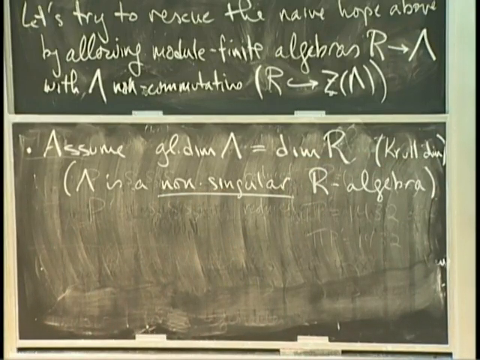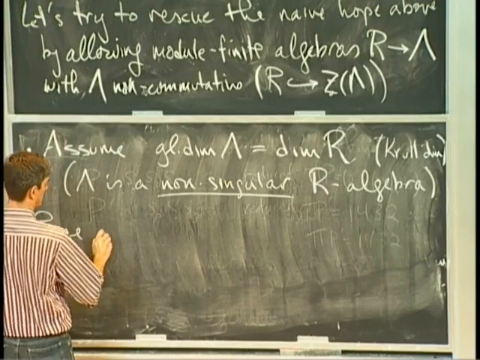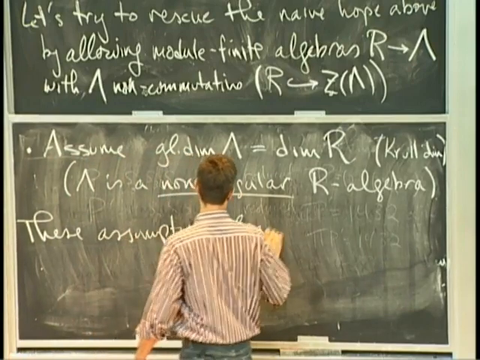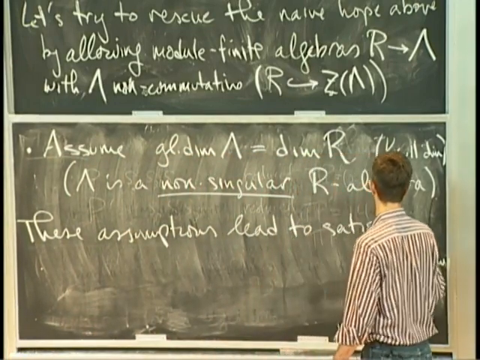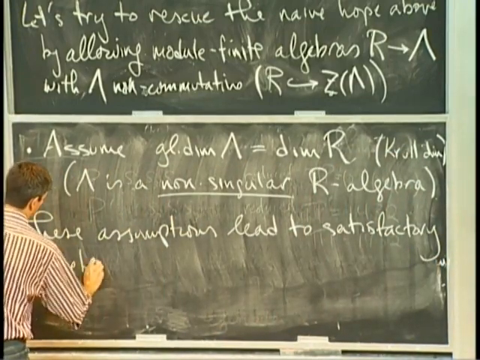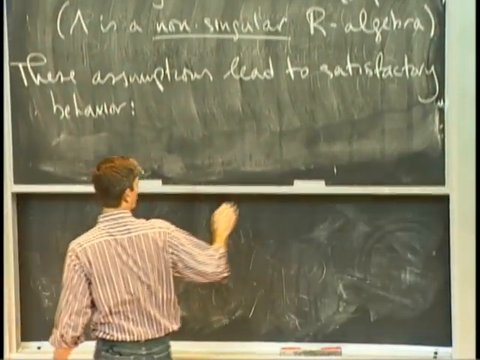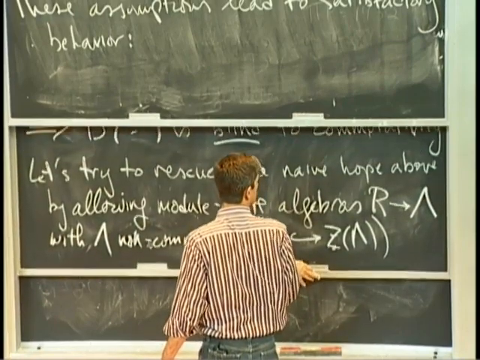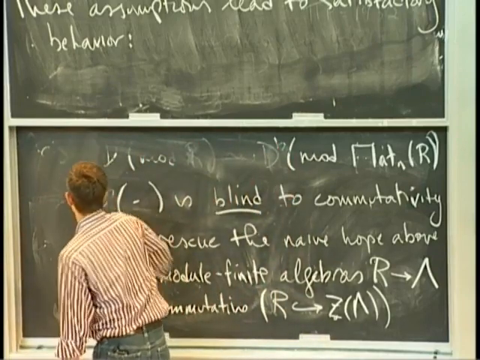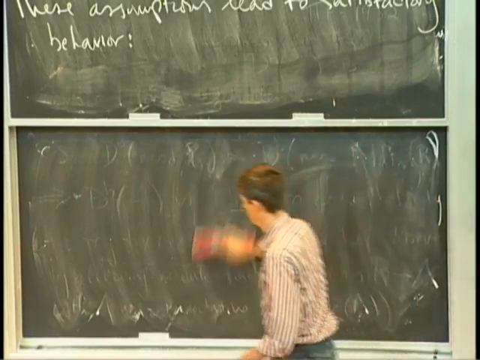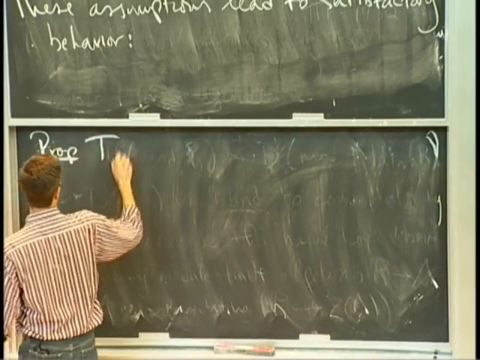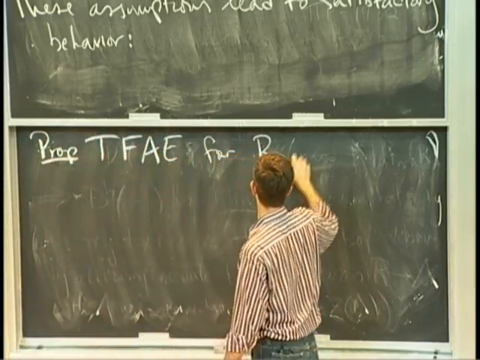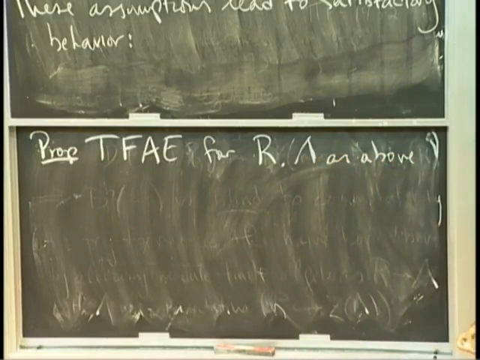So, things are coming in threes today. I had 3 parts of the definition, 3 complaints, 3 bullets. Oh, rats. The following are equivalent. 1, 2, 3, 4. Nuts. Oh well. So, with these assumptions in place, we get what I might want to call satisfactory behavior. So let me give you an example of what satisfactory means to me. Let's just call this a proposition. The following are equivalent for R and lambda as above.